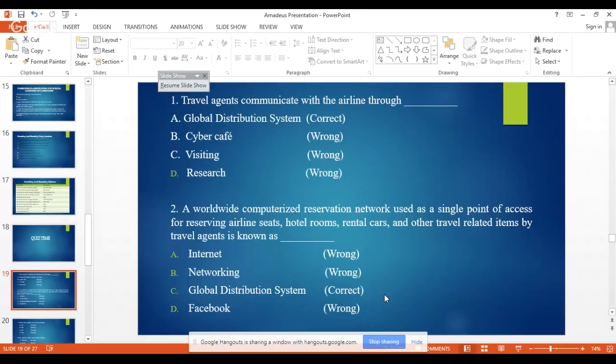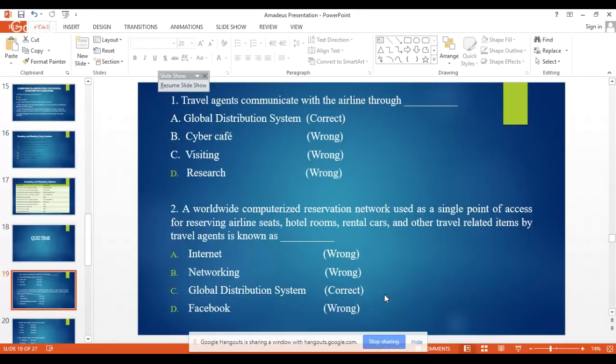So let's look at the first one. Question 1. Travel agents communicate with the airline through dash. Option A is global distribution system. Option B is cyber cafe. Option C is visiting. And option D is research. Like we said when we started, they communicate with the airline through the global distribution system. So the correct answer is A, global distribution system.